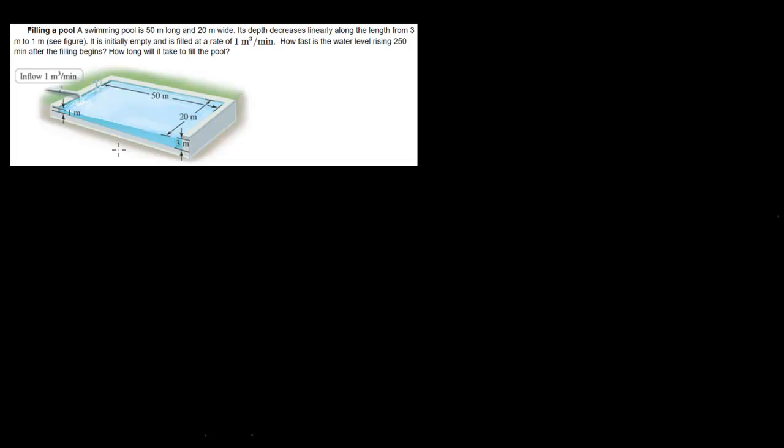So let's see. We have a swimming pool, which is 50 meters long, 20 meters wide, and its depth decreases linearly along the length from 3 meters to 1 meter. It's initially empty and it's filled at a rate of 1 meter cubed per minute. How fast is the water level rising 250 minutes after the filling begins?